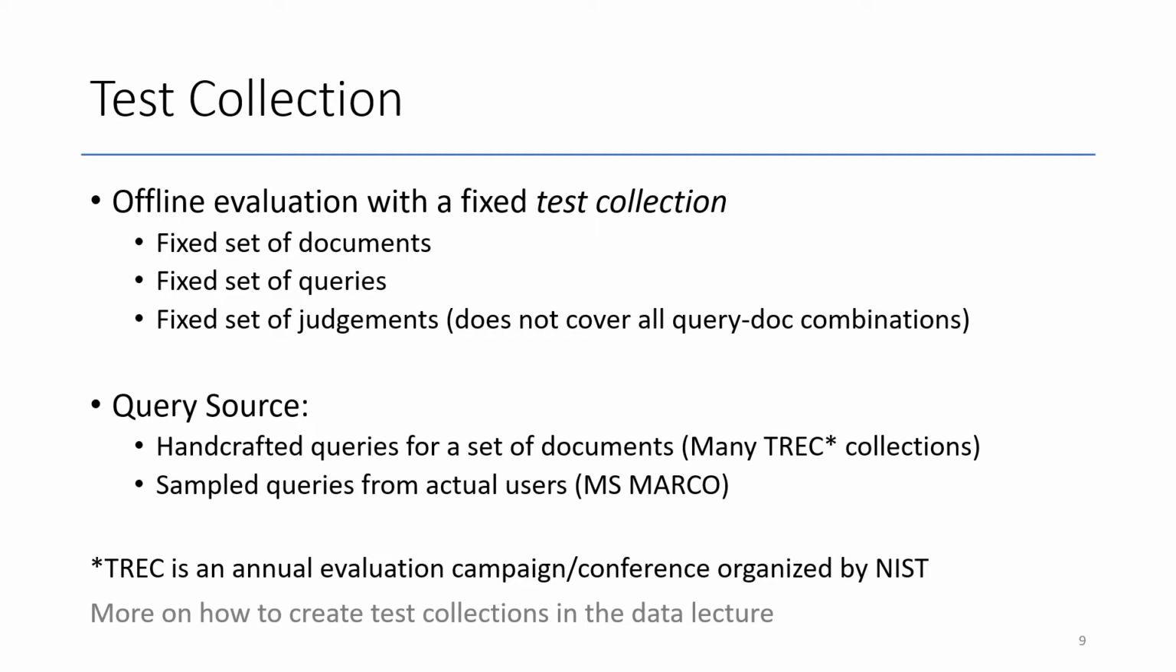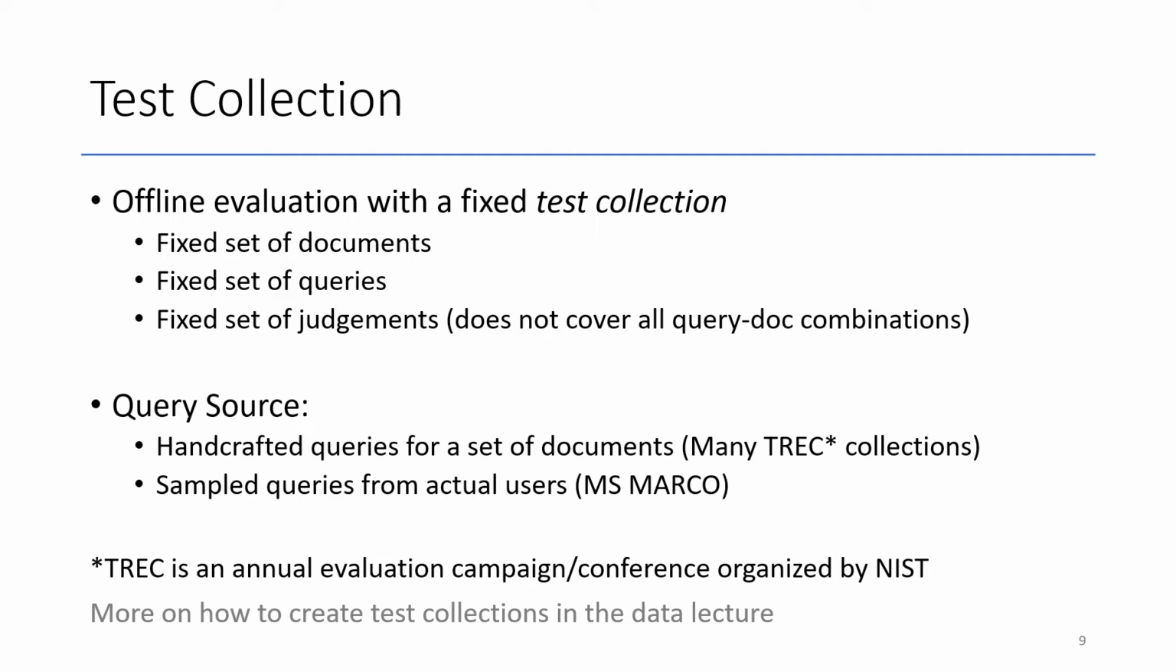And those judgments come from test collections. So a test collection is the name of this fixed set that we're using. We have a fixed set of documents, a fixed set of queries, and judgments. And those judgments usually do not cover all query document pairs.